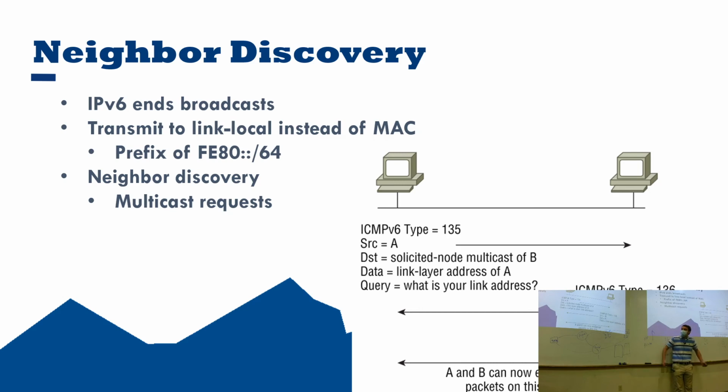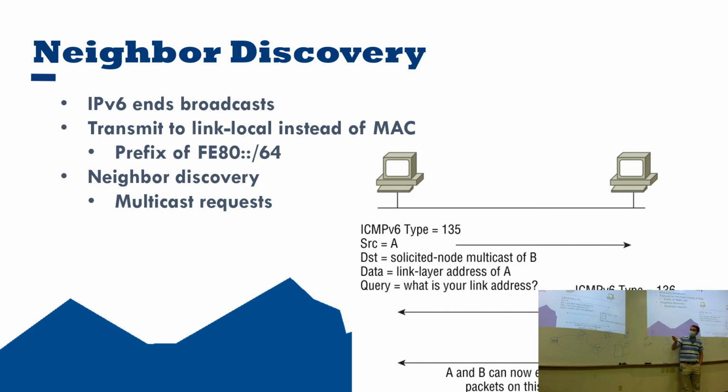Neighbor discovery. This is something that's needed because, as we know, in IPv6 we're not doing a lot of broadcasts. The book says IPv6 ends broadcast. I don't agree with that. I think it ends most broadcasts. I mean, it's just not true, but that's okay.